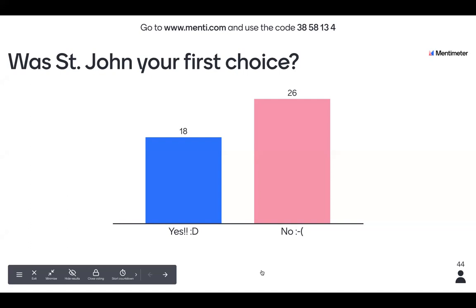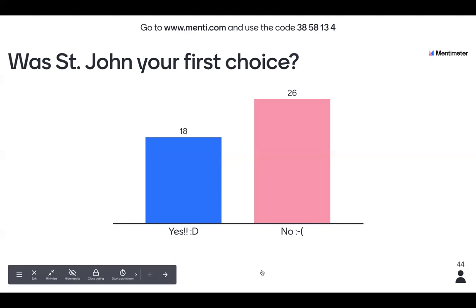Rewind back to Sec 1, when I joined St. John, I don't know. As a Sec 1 lah, but if I look back now, I certainly don't regret my choice. Obviously, if not, I won't be here. So yeah, for the 26 of you who said no, I hope that you don't really regret your choice. Not that you have a choice anymore at this stage. But I hope that St. John will continue to be an interesting place for you, if not an exciting place for you.